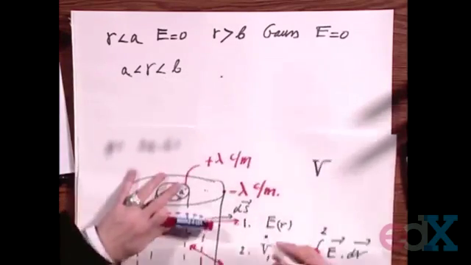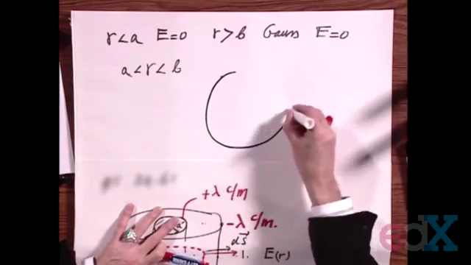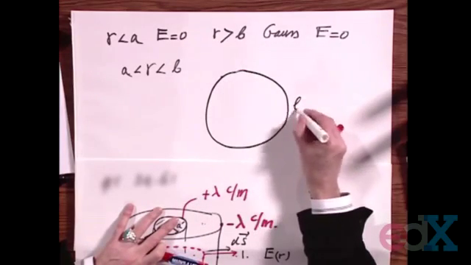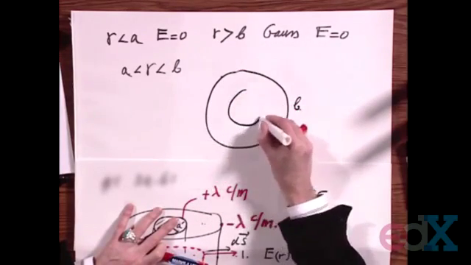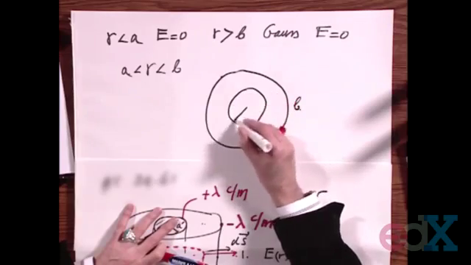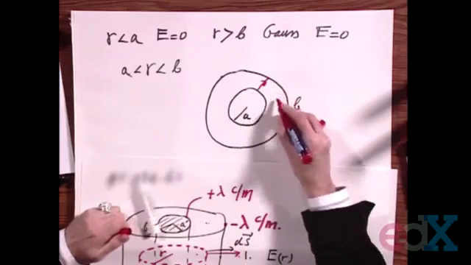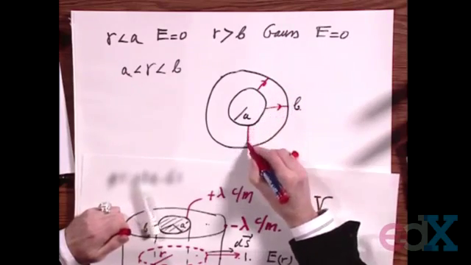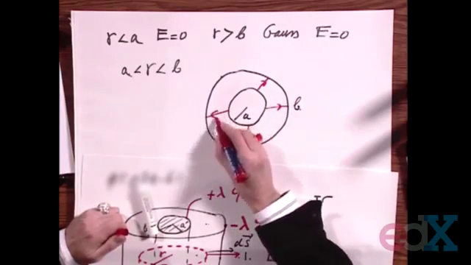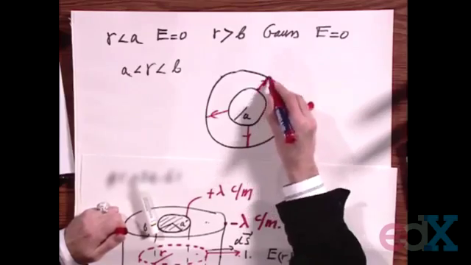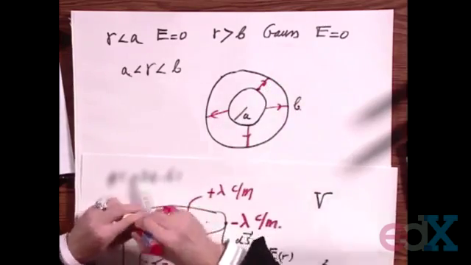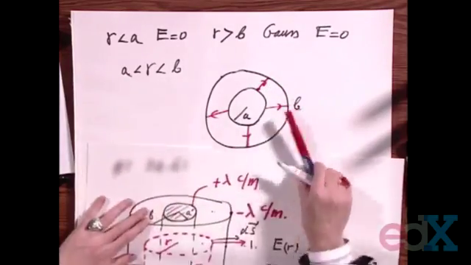So if you were to look from above, this is the radius b, and this is the radius a, then the electric field will be in this direction, even though it will be stronger here, as you will see, than it will be there. Now I apply Gauss's law.